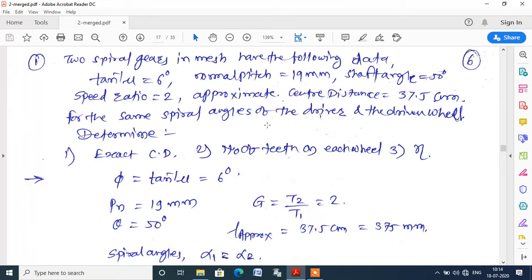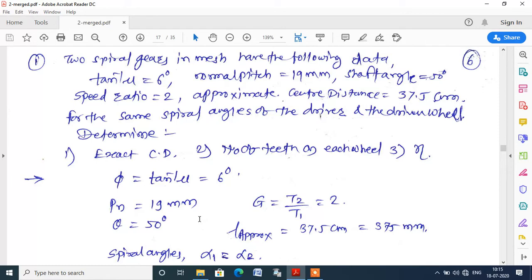Two spiral gears in mesh have the following data. Tan inverse mu is equal to 6 degree. Normal pitch is 19 mm. Shaft angle is 50 degree. Speed ratio is 2. Approximate center distance is given, that is equal to 37.5 centimeter. And for the same spiral angles, same hand of helix of the driver and driven wheel, determine number 1, exact center distance, number 2, number of teeth on each wheel, and number 3, efficiency.